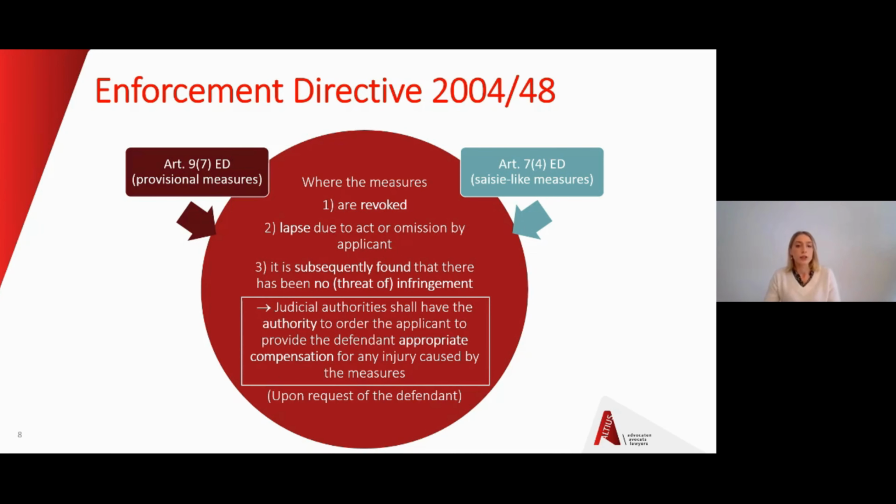So what do these articles do? They provide for three possible situations that lead to the judicial authorities being able to order the applicant to provide the defendant with an appropriate compensation for any damages that they have incurred because of the measures. The three situations are, first of all, the measures are revoked. Second, the measures lapse due to an act or omission by the applicant. Or third, it is subsequently found that there has been no infringement or no threat of infringement. In either of these situations, the judicial authorities can order the applicant to provide the defendant with appropriate compensation.